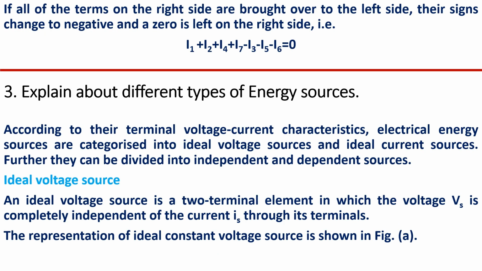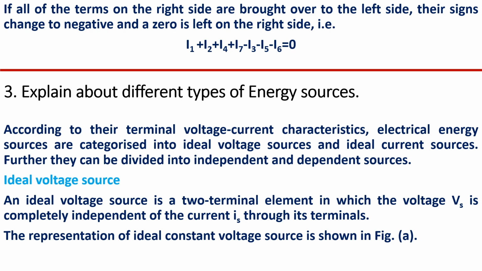If all the terms on the right side are brought over to the left side, their signs change to negative and 0 is left on the right side. That is, I1 plus I2 plus I4 plus I7 minus I3 minus I5 minus I6 equals 0.